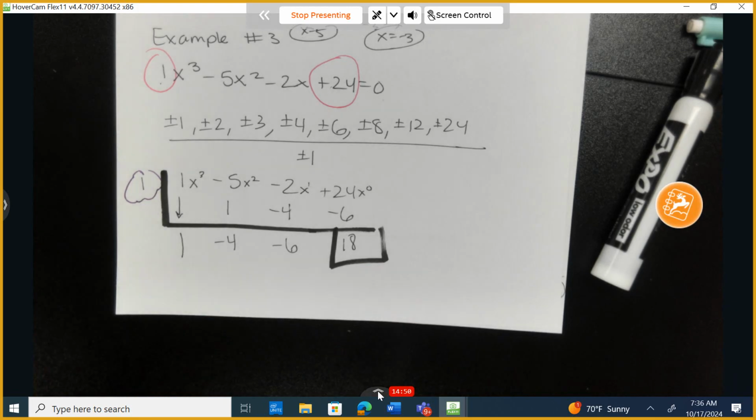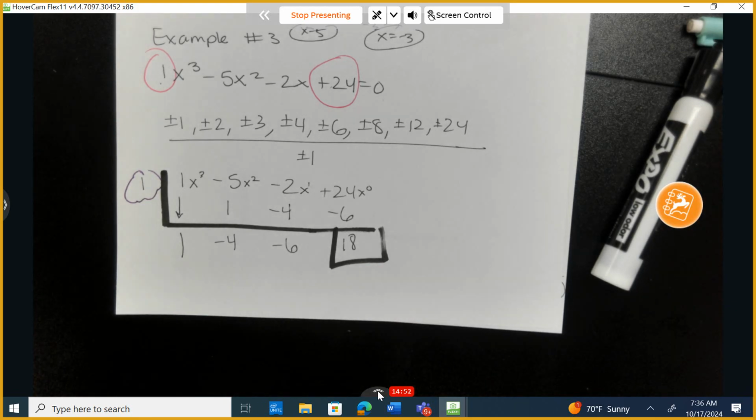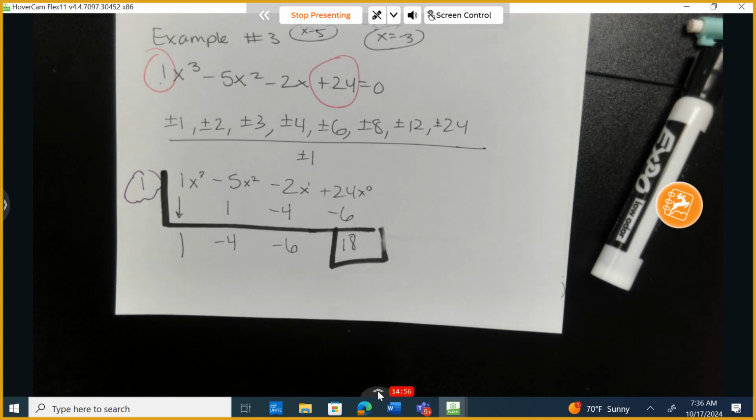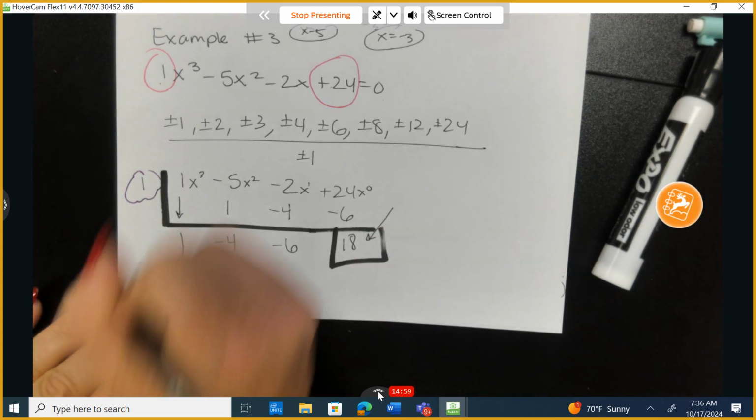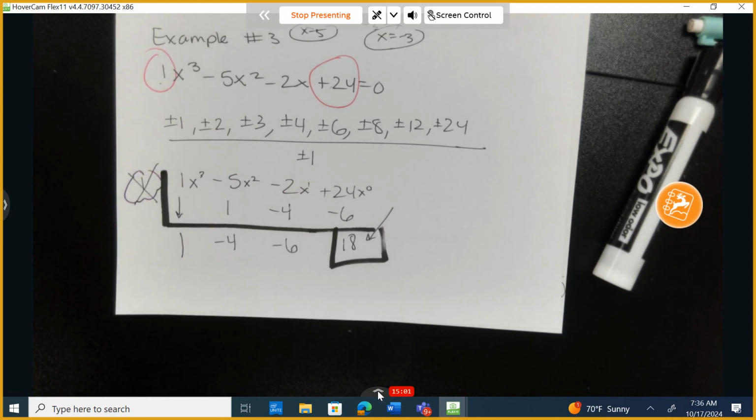For those that have been here, does this represent a solution? Thumbs up, thumbs down if it does not represent a solution. Good, thumbs down means no solution. Why? Because this isn't 0. So I'm going to come over here and cross out a 1. Doesn't work.